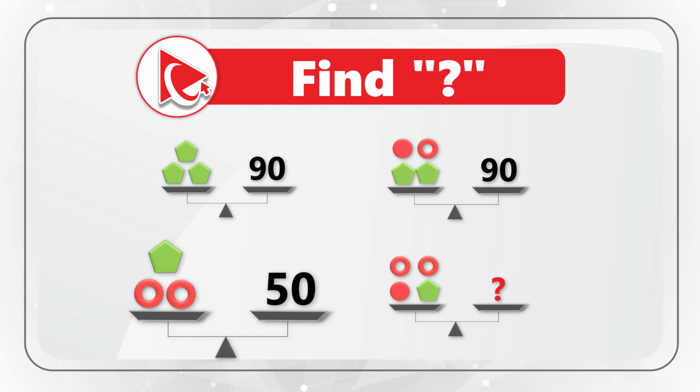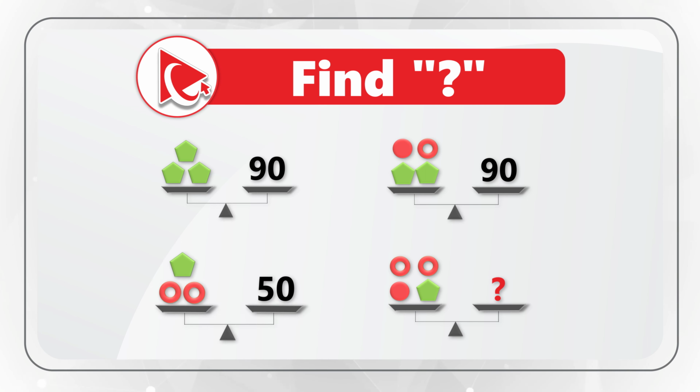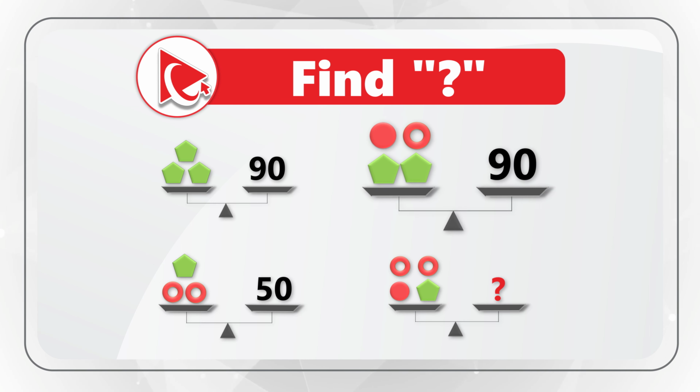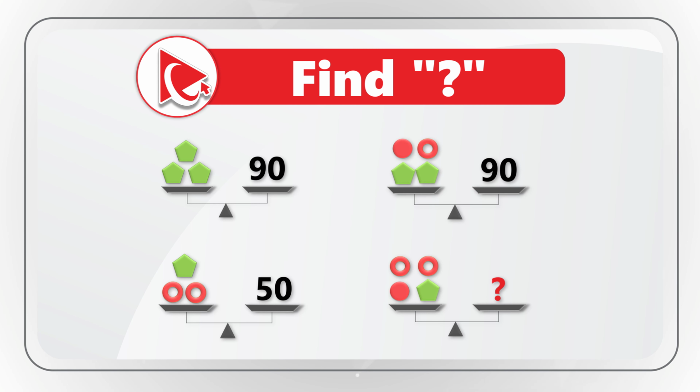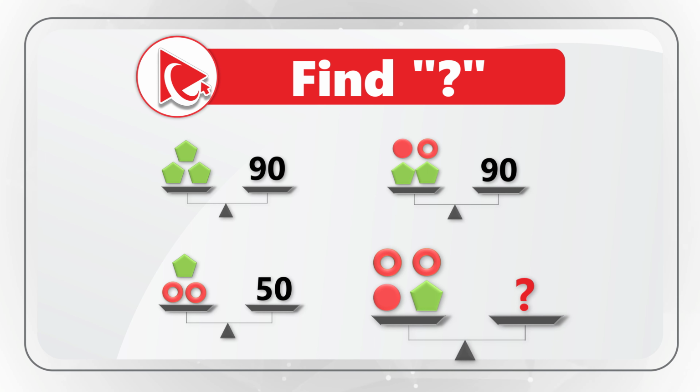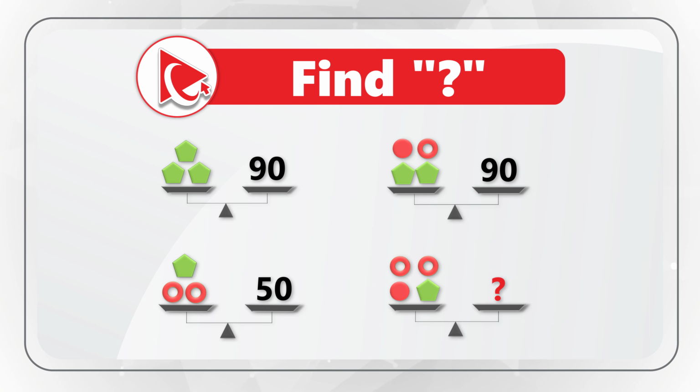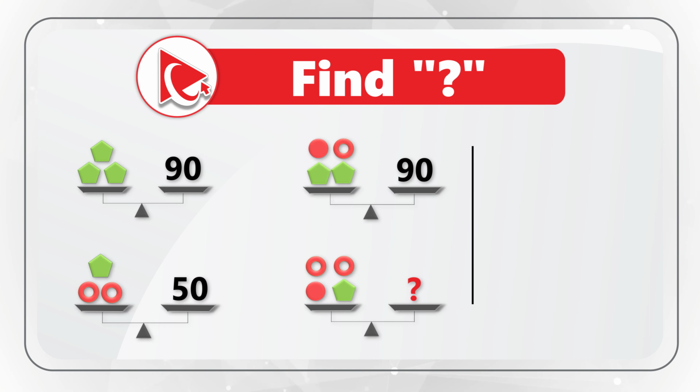Second scale contains 1 pentagon and 2 bagels on the left and number 50 on the right. Third scale contains 2 pentagons, 1 circle and 1 bagel on the left and number 90 on the right. And then the last scale contains 1 pentagon, 1 circle and 2 bagels on the left and then missing number on the right. You need to select the missing number out of 4 different choices.